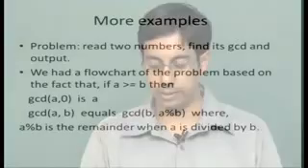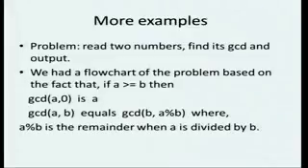Now we had a flowchart of the problem based on the fact that if A is greater than or equal to B, then if B is 0, GCD of A comma 0 is A. Otherwise GCD of A comma B is the same as GCD of B comma A modulo B, where A modulo B, A percentage B, is the remainder when A is divided by B. So let us now try to write the program in C using a while loop.